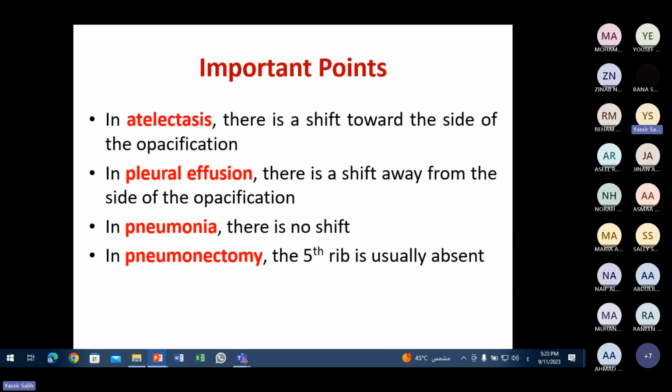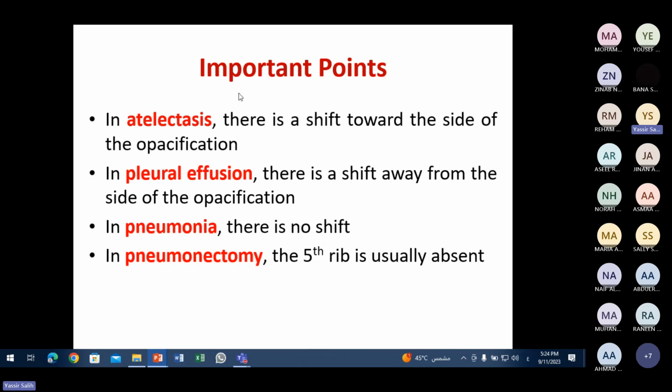طيب السلايد ده طبعا هو دايرين نوضح بها الديفرنشال دياجنوز، هاو تو ديفرنشيت. يعني تكلمنا عنها الاتلكتيسيس، بلورال افيوجن، نيمونيا والنيمونكتومي. دي الديفرنشال دياجنوز. الاتلكتيسيس اهم شيء فوقه shifting of the mediastinum ipsilaterally, and in pneumonectomy also there is a shifting of mediastinum ipsilaterally, but in pleural effusion there is a shifting of mediastinum towards the other side, and in pneumonia there is no shift concerning the shifting.